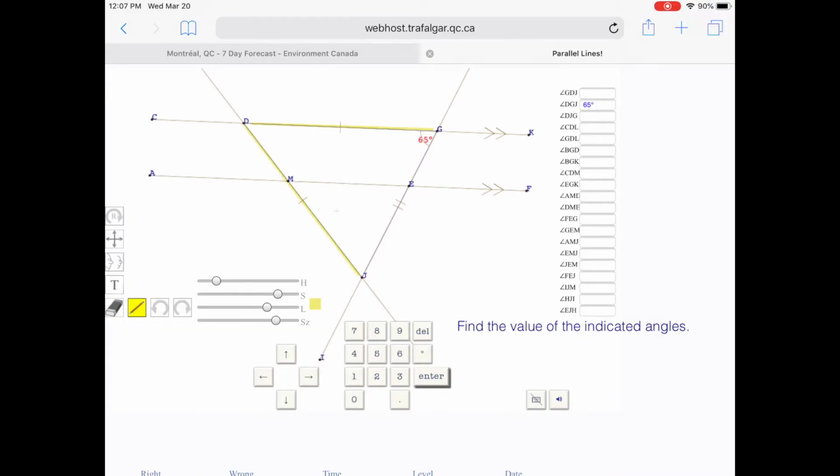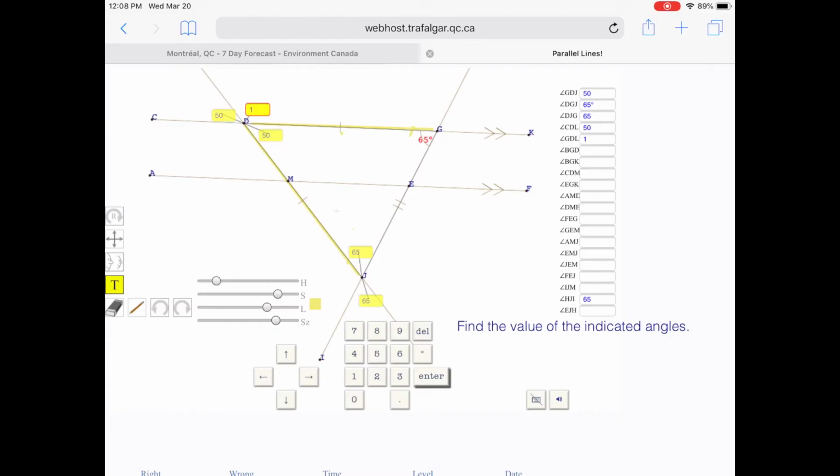Whenever that happens, it means that these two angles have to be the same. Whenever the two sides are congruent, the two opposite angles are also congruent. The angle opposite that side and opposite this side, they're both going to be 65. So this angle right here is going to be 65 degrees. Vertically opposite, 65. 65 and 65 is 130. That makes this angle 50 to make 180. If that's 50, vertically opposite is going to be 50.